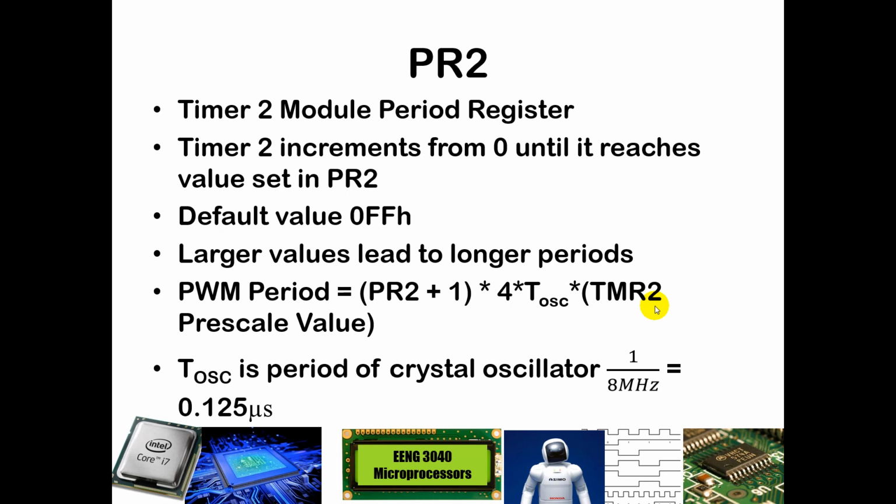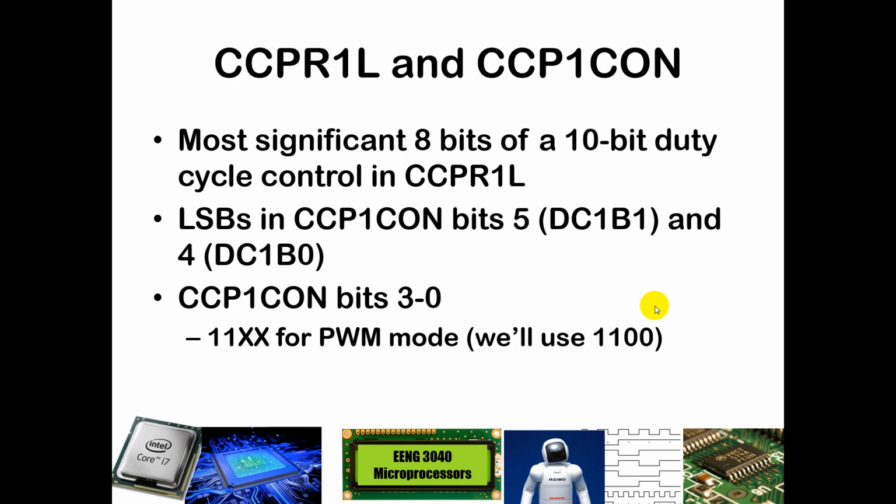There will be one set value that we are going to be using throughout, and we'll talk about that in just a little bit. The CCPR1L and part of the CCP1CON register are used to control the duty cycle of the PWM signal. The least significant bits are in bits 5 and 4 of the CCP1CON register, and the most significant 8 bits are in the CCPR1L register. Also, in the lower 4 bits of the CCP1CON register, we will set that to 1, 1, and then 2 don't cares. We'll just use zeros there. And that will put us into the PWM mode.